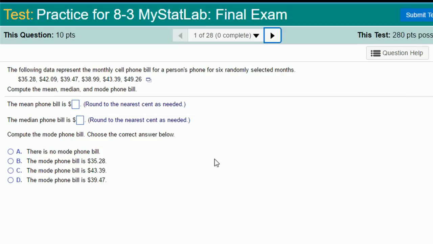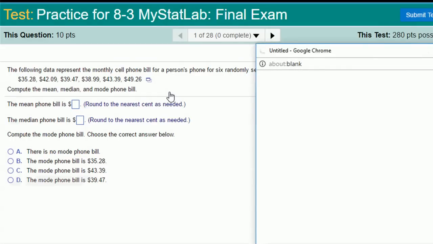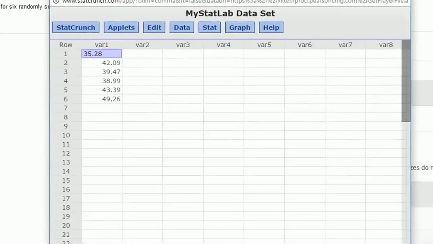So let's get started. In this problem, we have a data set, monthly cell phone bills for a person in 6 randomly selected months. So we have our numbers here. We want to calculate some sample statistics. Let's click on this little icon and open it in StatCrunch. This is very easily done under the Stat menu.